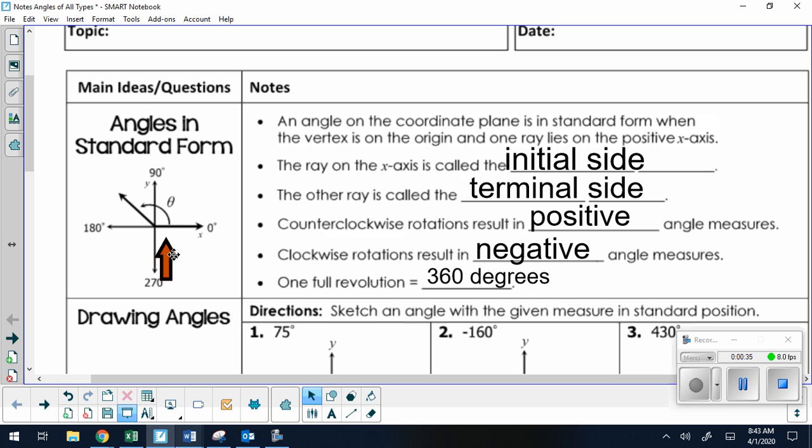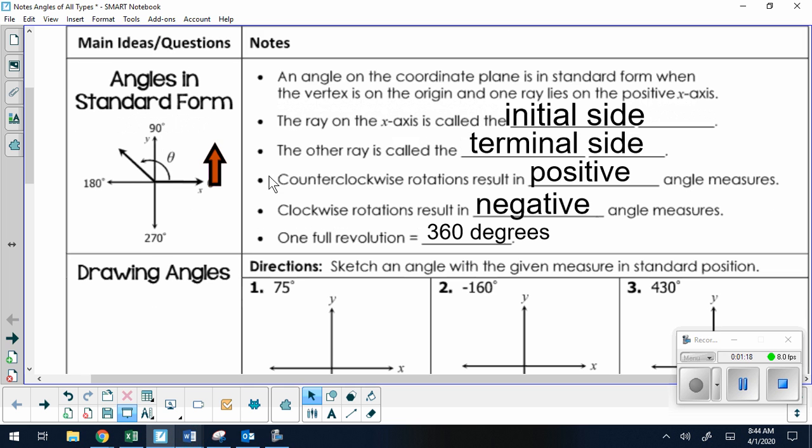So our definitions, the ray on the x-axis, initial side, that's here. The other ray, terminal side, the end side, terminal is end. Now, counterclockwise, a clock normally goes 1, 2, 3, 4, 5, 6, 7, 8, 9, 10, 11, 12, this way. Counterclockwise, this way, is positive. So when you're going to the left and around, that's a positive. Clockwise, which would be this way, is negative. And then one full revolution, all the way around to there, 360 degrees. So those are just some of our basic definitions.